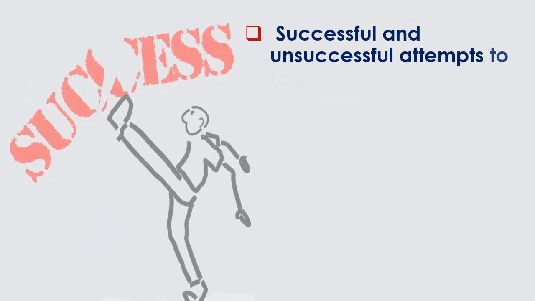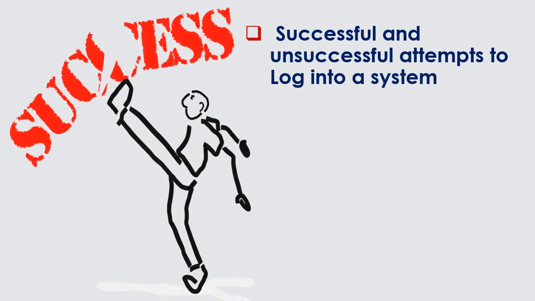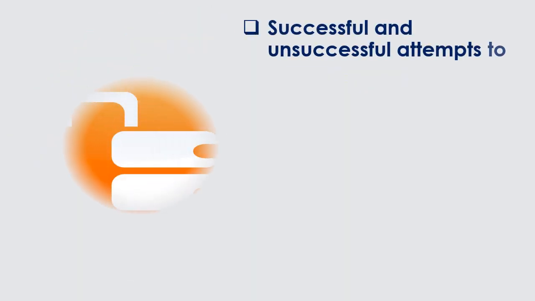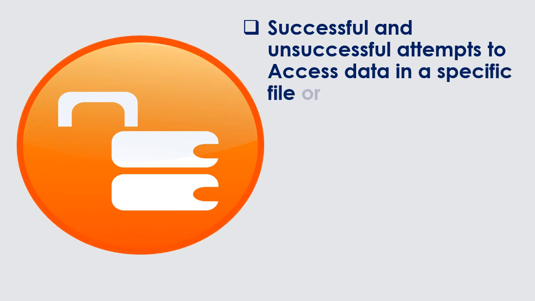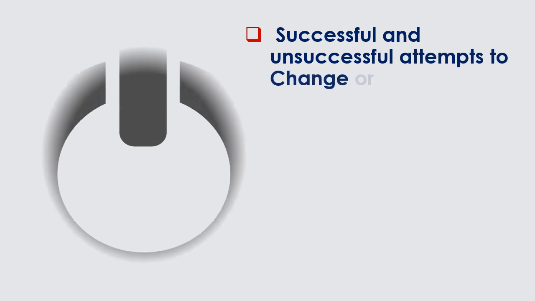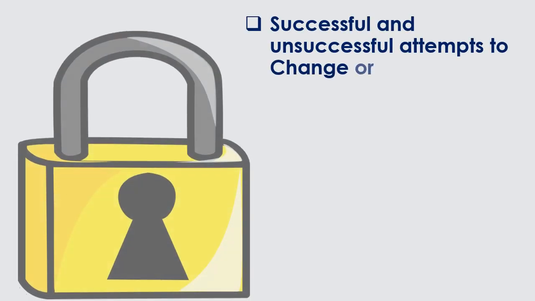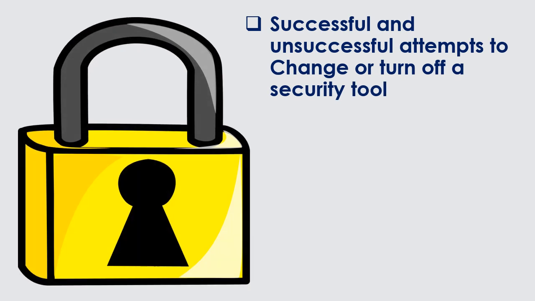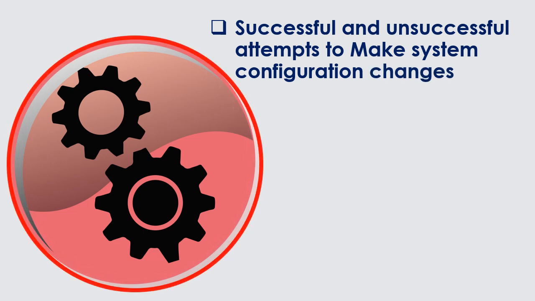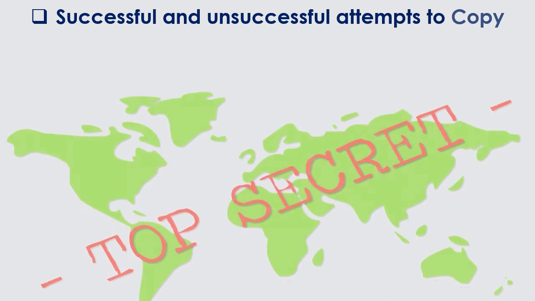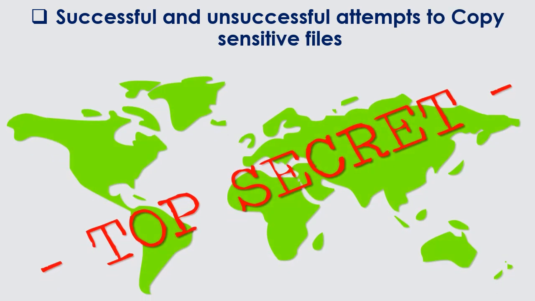Successful and unsuccessful attempts to log into a system. Successful and unsuccessful attempts to access data in a specific file or drive. Successful and unsuccessful attempts to change or turn off a system process or service. Successful and unsuccessful attempts to change or turn off a security tool. Successful and unsuccessful attempts to make system configuration changes. Successful and unsuccessful attempts to copy sensitive files.